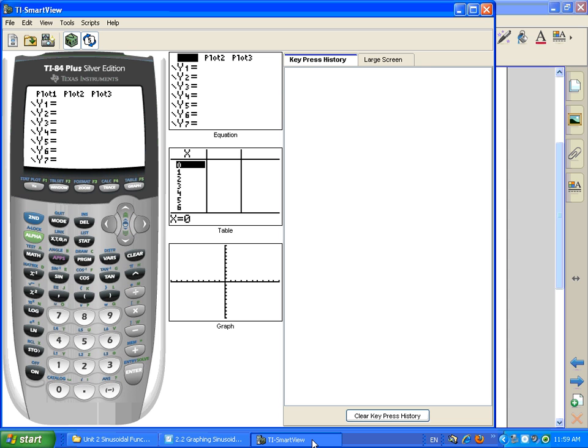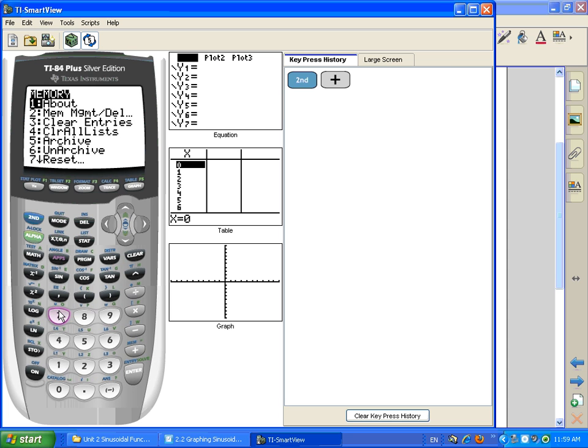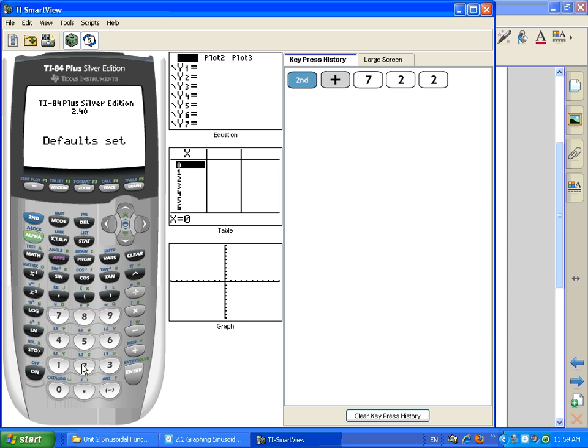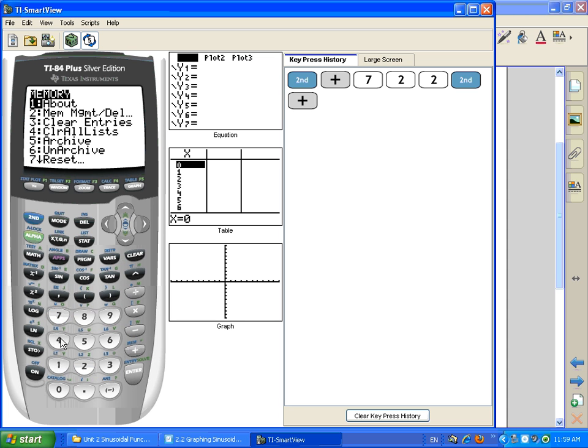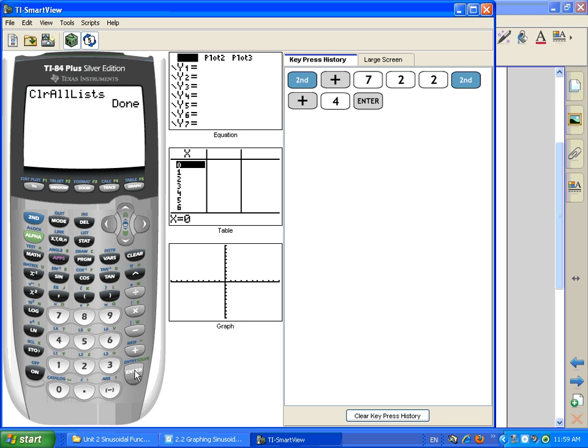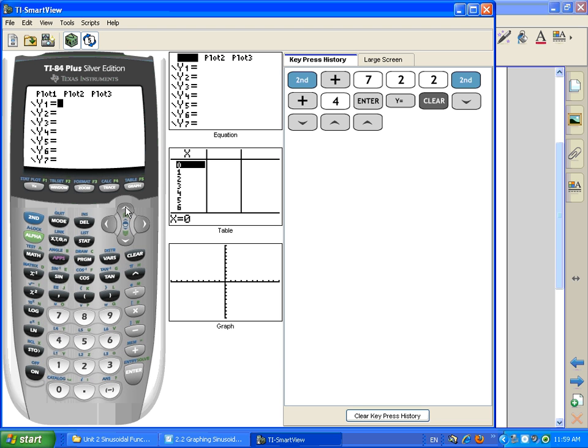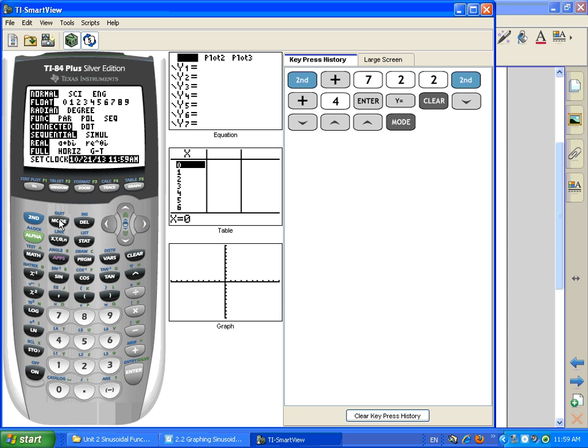Just a quick refresher, guys, if you're not sure how to reset your calculator: you're going to press second function plus sign, 7, 2, 2. That'll say default set. We're going to press second function plus sign, 4, enter. That's going to clear our list. We then go to y equals and make sure there are no equations in there. If there is, press clear and the down arrow, and clear and the down arrow, just to clear everything up. The last thing we want to do is go to mode and check degree. Notice mine's in radians, so I'm going to go down and change it to degree mode. Press enter. All right, good with that?